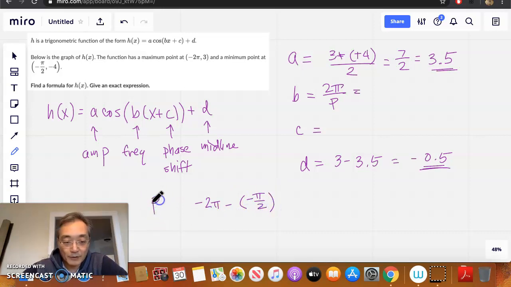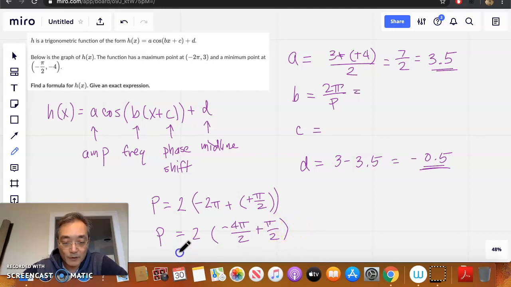Okay, so the period is going to be twice that, because I know that from max to min is half of the period, so I have to multiply it by 2 to get the full period. So let's find this. This is plus plus. Use common denominators. So this is really negative 4 pi over 2 plus pi over 2. So that's going to give me negative 3 pi over 2.